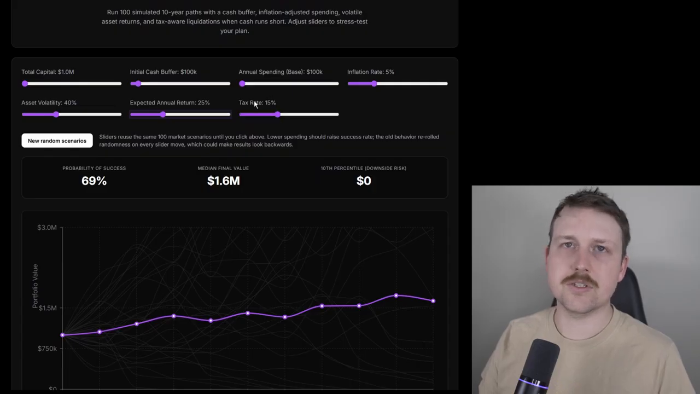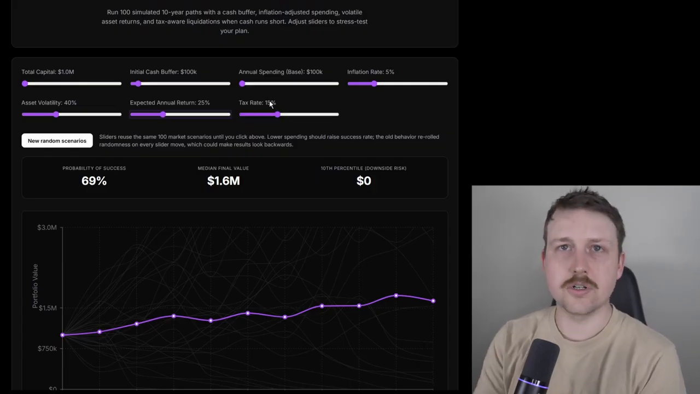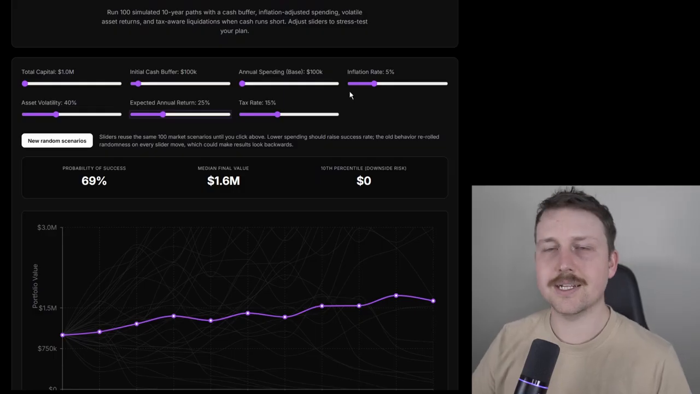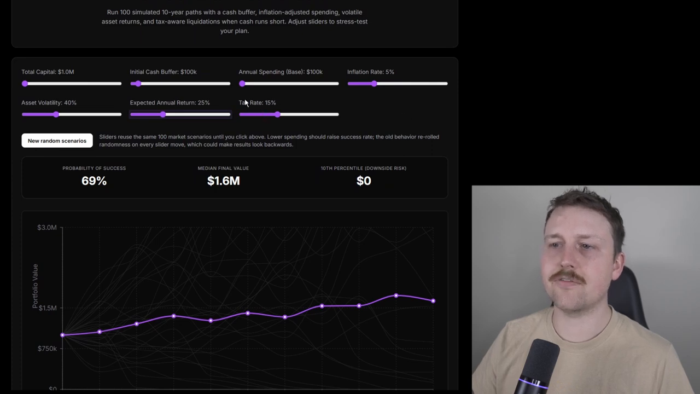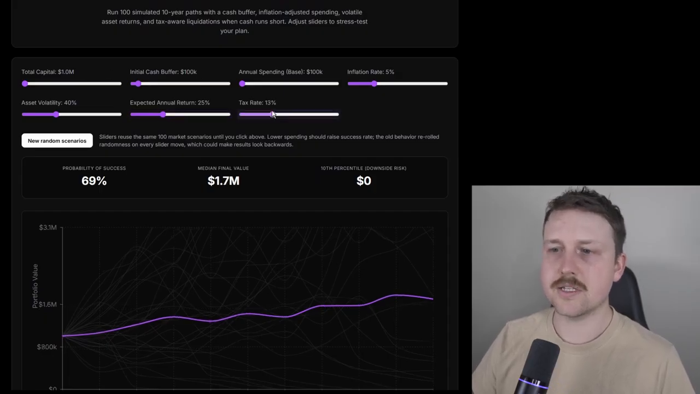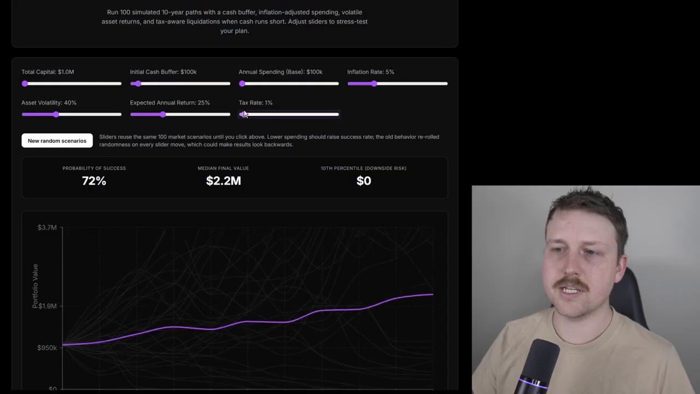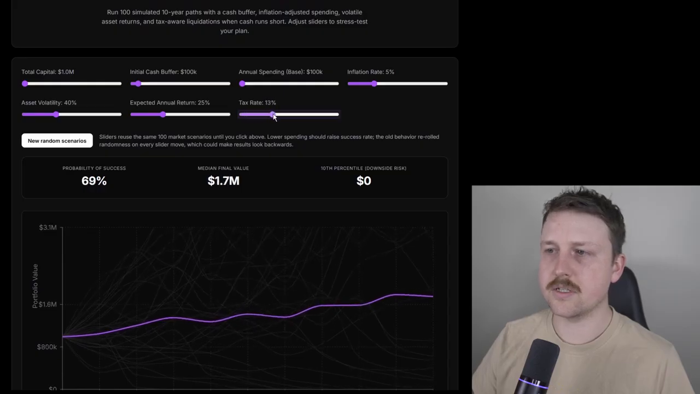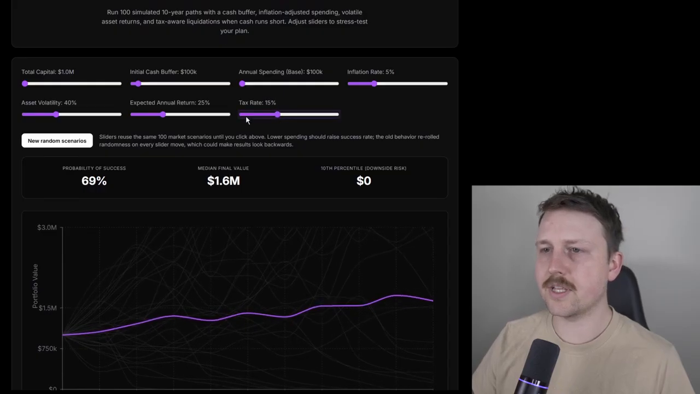And then a tax rate. So we're just saying this is long-term capital gains. Maybe you can get a tax rate of about 15% from selling this and having the capital gains appreciated at this. So this tax rate is just taken from the total of selling, which increases the amount you have to sell. So if you lower this as well, your probability of success is going to go up based on that. So we're going to keep everything here the same.